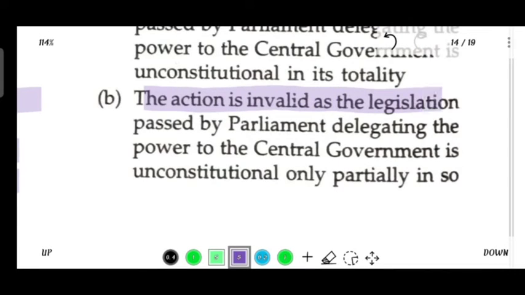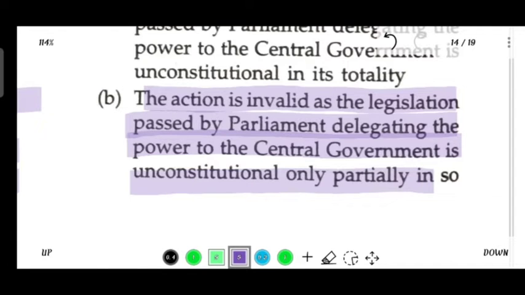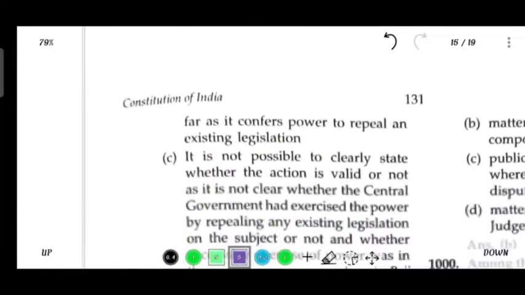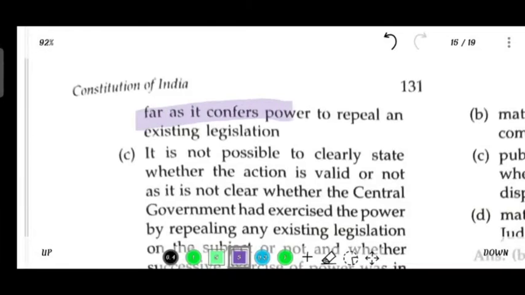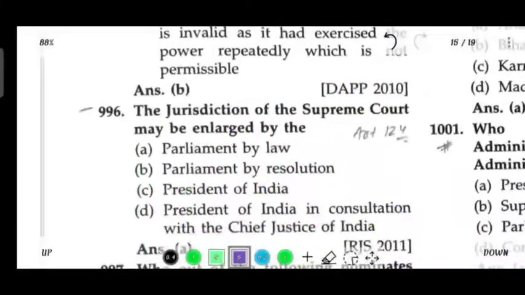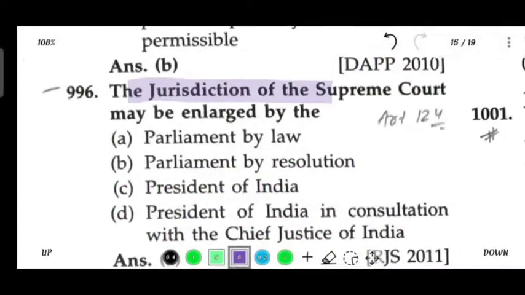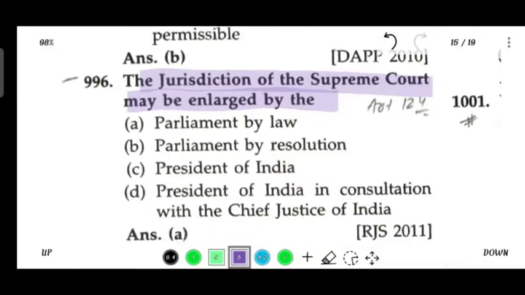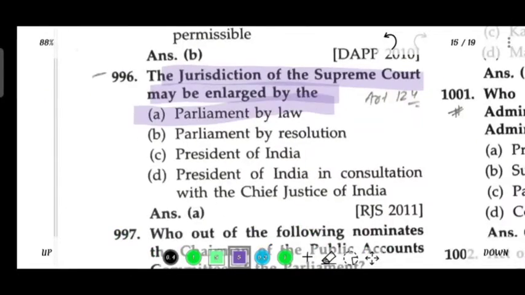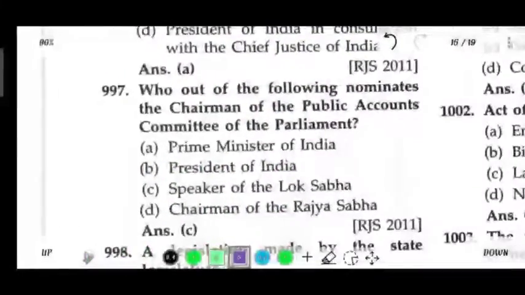The action is invalid as the legislation passed by the Parliament delegating the power of central government is unconstitutional only partially, in so far as it confers power to repeal the existence of the legislature. The jurisdiction of the Supreme Court may be enlarged by Parliament by law.